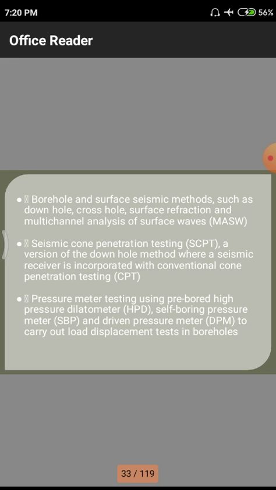Next, we have pressure meter testing in the pre-bored high pressure dilatometer. That means pressure meter testing. After the construction of the project, there may be a complete force acting on the foundation level, so the foundation has to distribute these stresses into the ground layer. Whenever there is stress distribution to the ground layer, a reaction force comes from the soil to balance the structure.